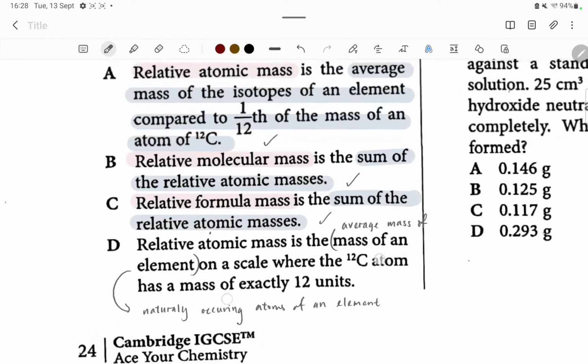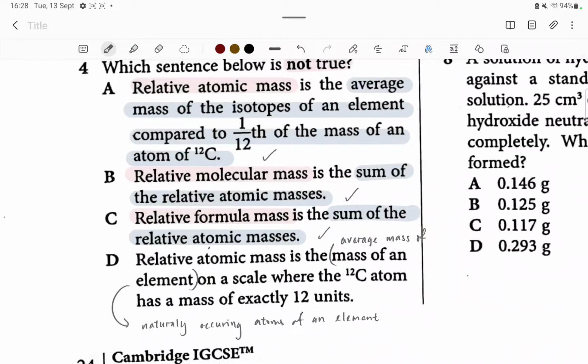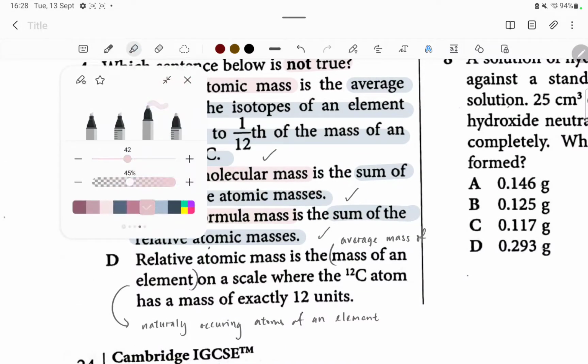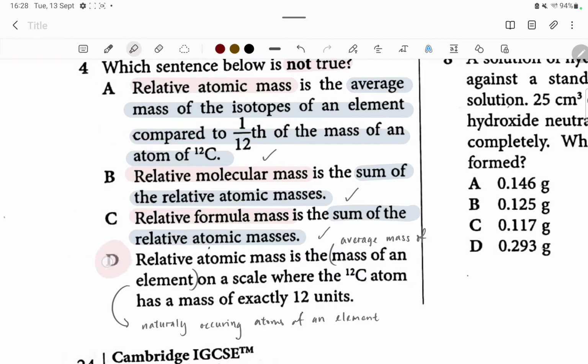Or you can say the average mass of the isotopes. But however, D is not true, so D is the answer.